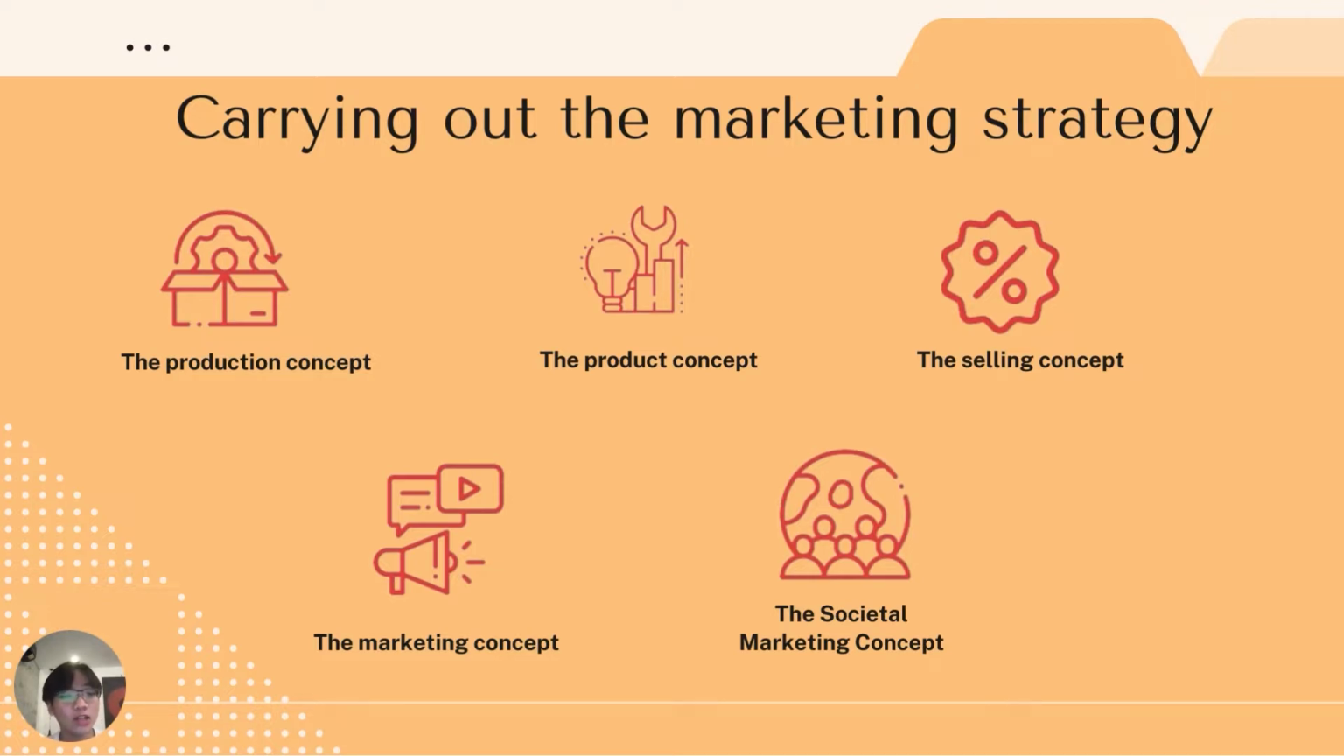First, the production concept, the idea that consumers will favor products that are available and highly affordable, and that our organization should therefore focus on improving production and distribution efficiency. The product concept is the idea that consumers will favor products that offer the most quality, performance, and features, that the organization should therefore devote its energy to making continuous product improvements.